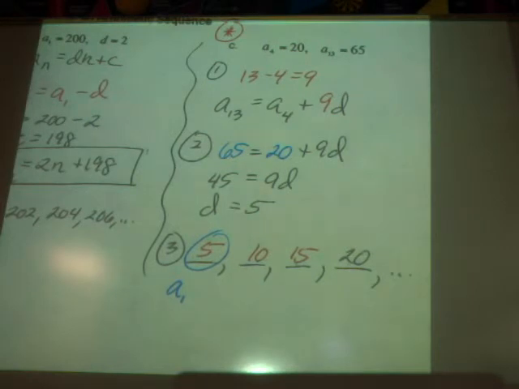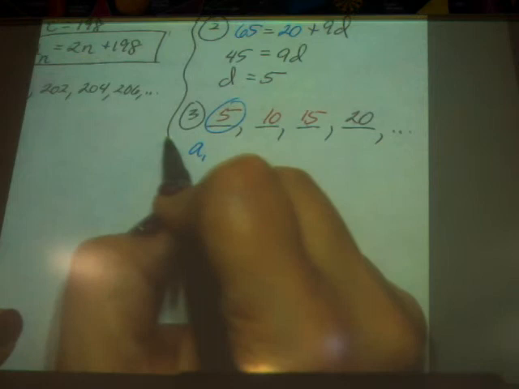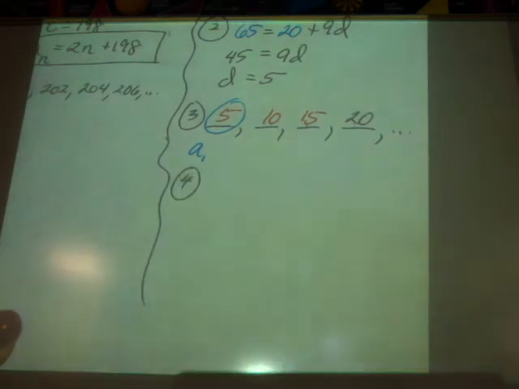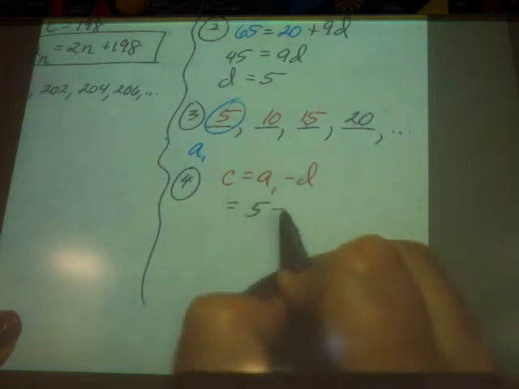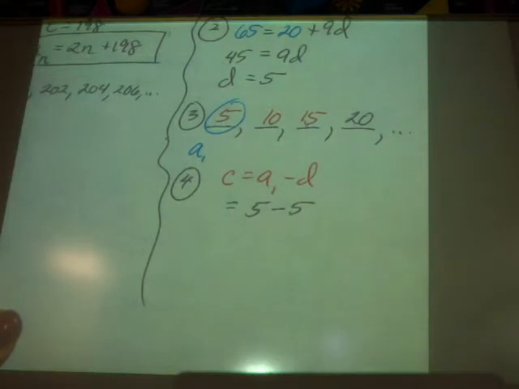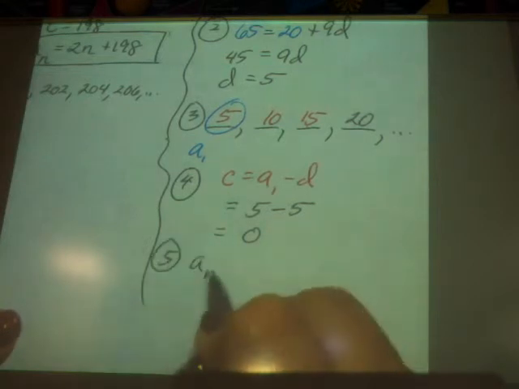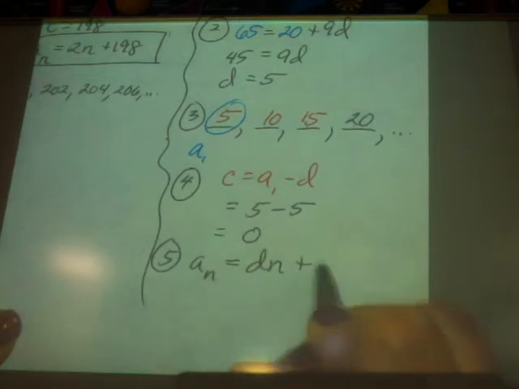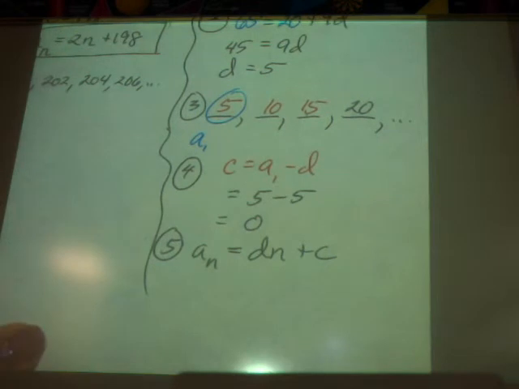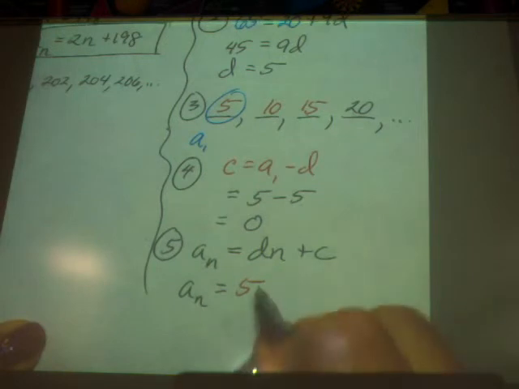What do I do next? I can find c, right? So step 4, c is equal to a sub 1 minus d. So I've got 5 minus 5, which is 0. Okay? So then step 5, we're going to plug into a sub n is equal to d times n plus c. So a sub n stays the same. My d is 5, right? Times the n plus my c is 0.